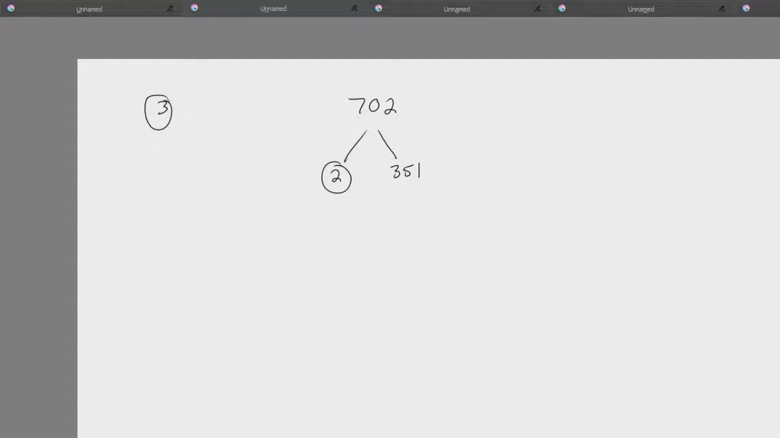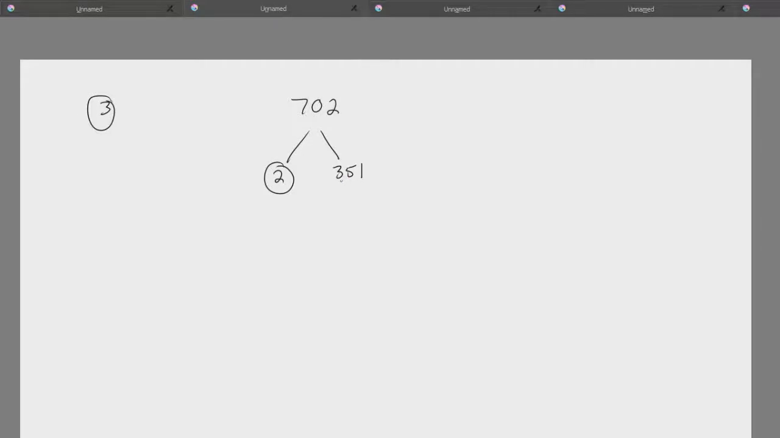Now 2 is done. 351, is that prime? No, I can add up the digits as a check. That adds up to 9, so I know this is divisible by 3 or 9. You can use a 3, you can use a 9. Now, just to mix it up, let's use a 9.